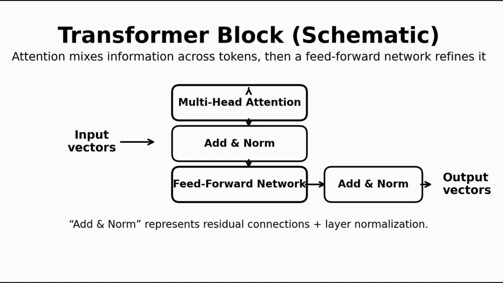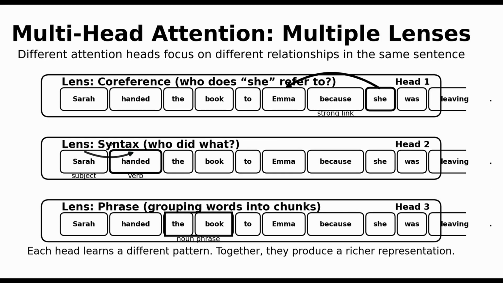After attention gathers information, the model applies further processing to each token's representation through a small internal network often described as a feed-forward layer. Attention is the part that mixes information between tokens. The feed-forward part is where each token's mixed representation gets transformed and refined.